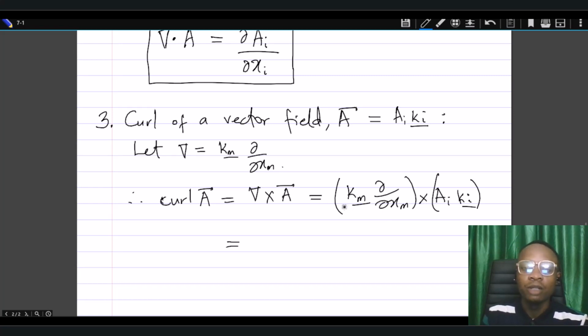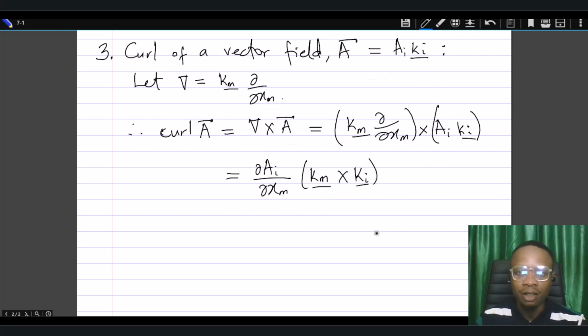Okay, so we know cross is multiplication, but it makes a different meaning for the vectors. So we're going to put the vectors together. We just multiply the scalars as they are. So that's what it's going to give us for the scalars, del AI del XM. What else? We now have in bracket Km cross Ki in that order. So the order has to be kept too. So going further, we know this is going to give us del AI del XM, and then we have Km cross Ki.